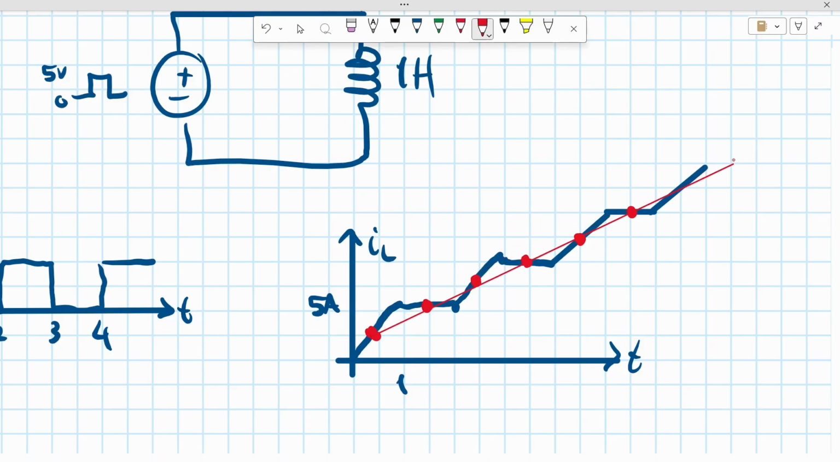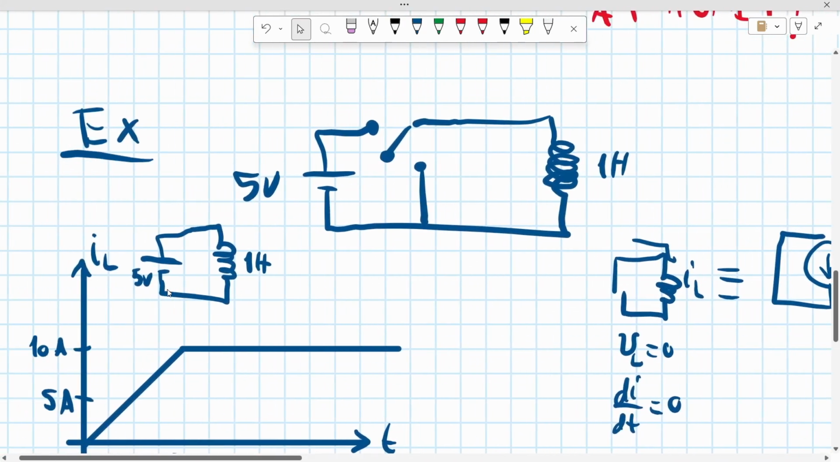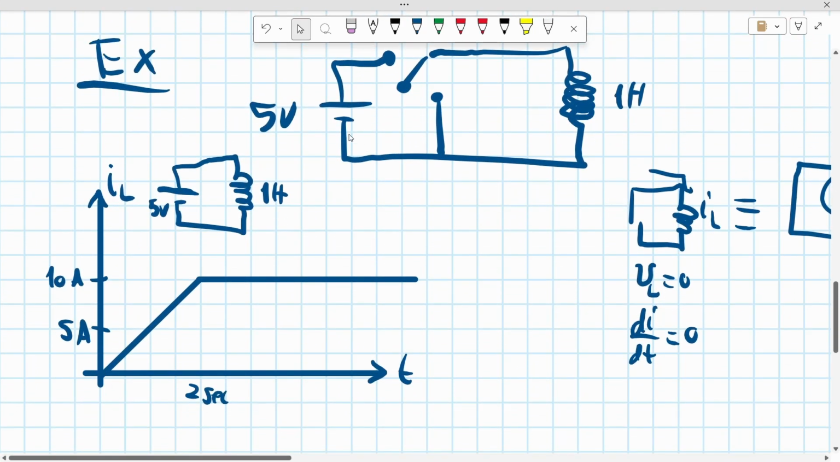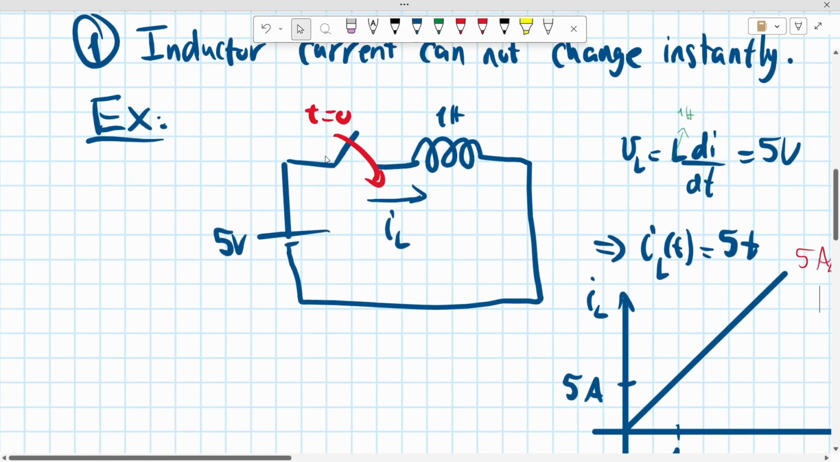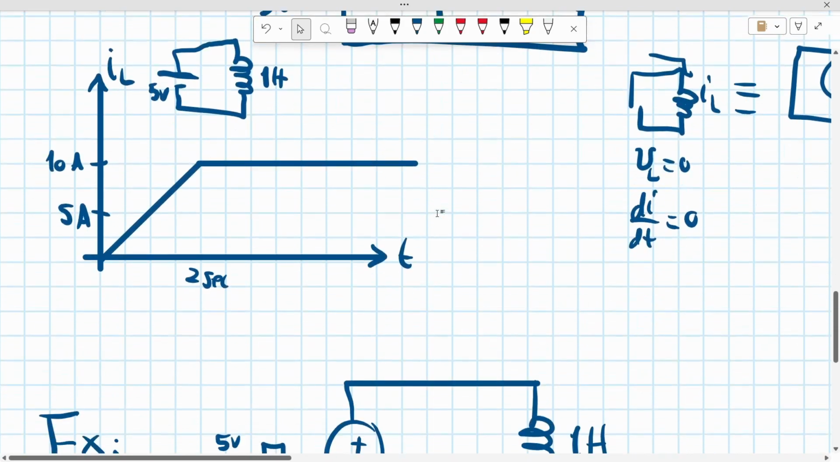You see how cool it is? They almost lie on a straight line. You know, this one has to be here, right? So what is the slope of this current? You know, when we had constant 5 volts, we had a constant slope of 5 amps per second. Like this, when we switched the inductor to the 5 volts and kept it on the 5 volts. And this was really bad.